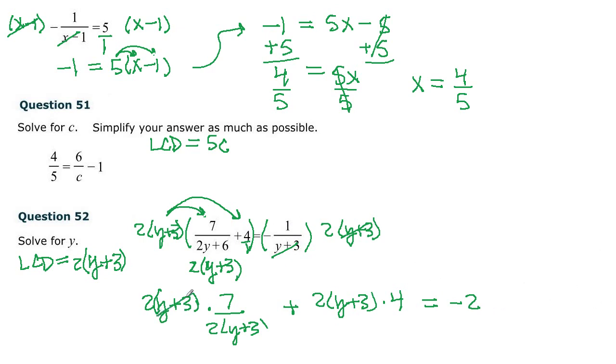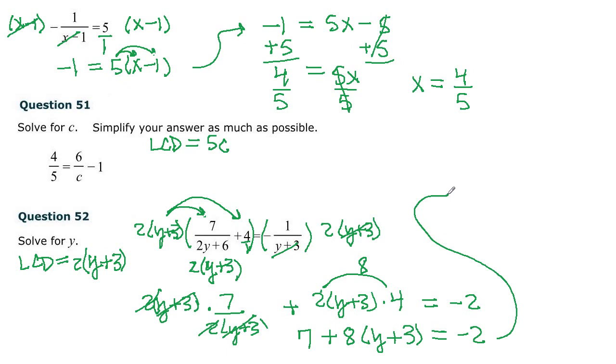And now y plus 3's cancel here. 2's also cancel there. And now we no longer have fractions, just a 7 there. So 7 plus, 2 times 4 is going to make 8. So let's go ahead and put those together. So 7 plus 8 times y plus 3 is equal to negative 2. And then 8 comes in times each term here. So 7 plus 8 times y plus 8 times 3, 24, equals negative 2.